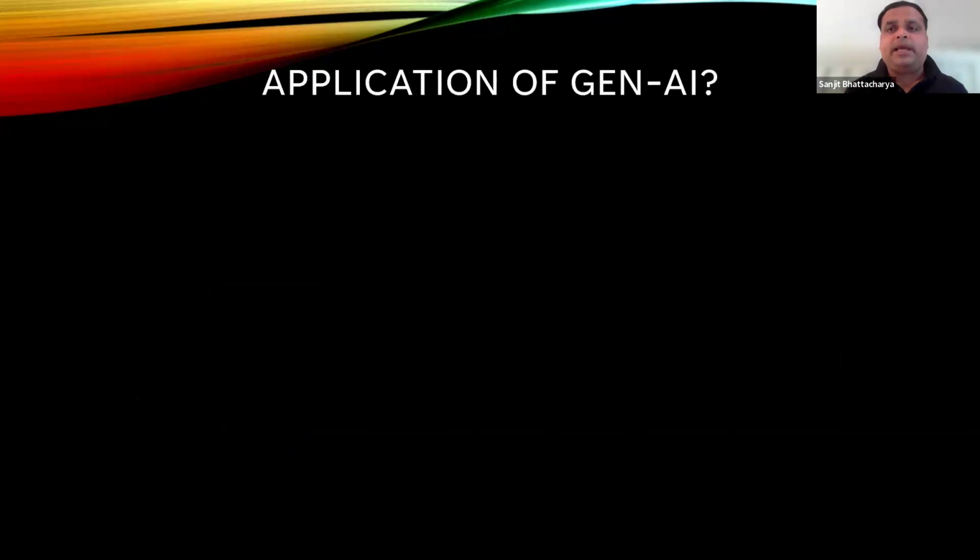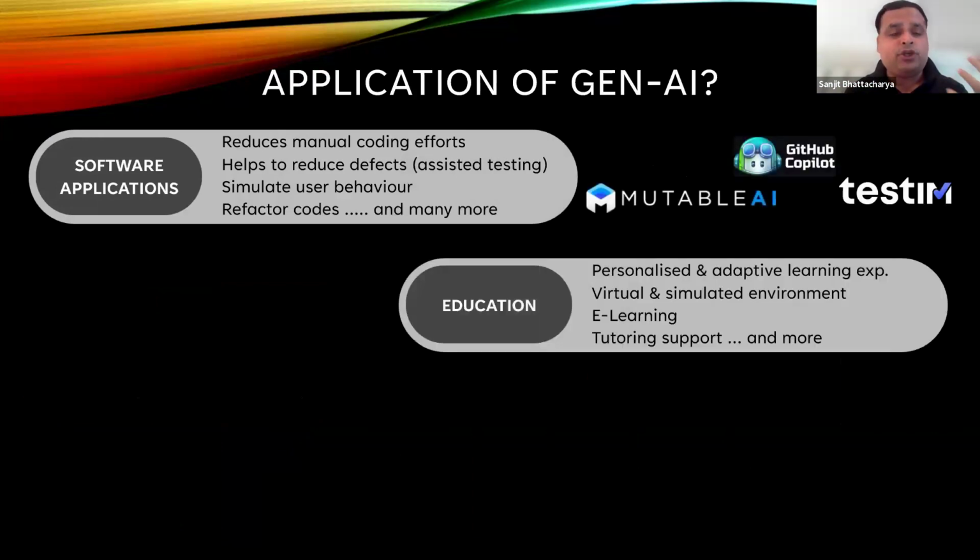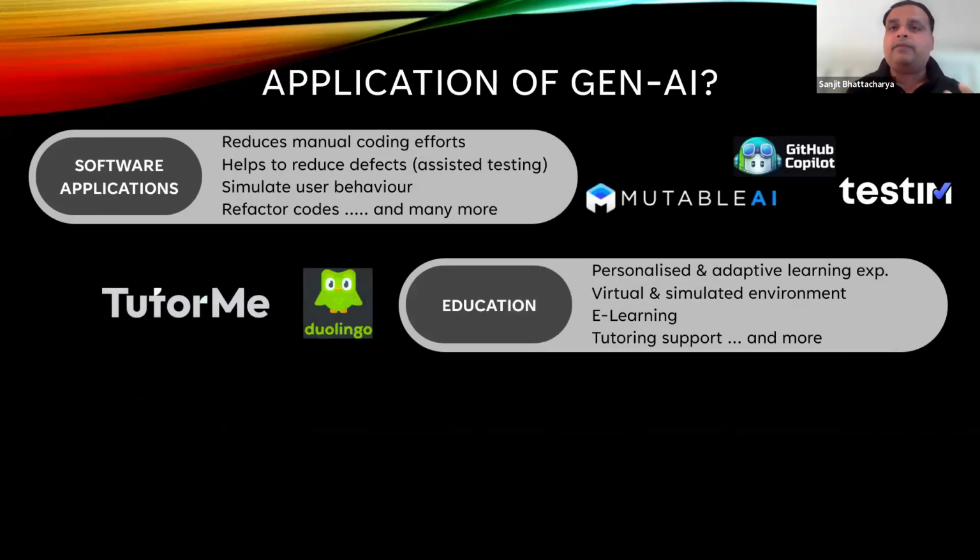So what are the applications? There are a lot of areas. It's just unimaginable to what extent generative AI has got into our lives. First, of course, is software applications. Second is your education. Now, education, I really love this app called Duolingo.